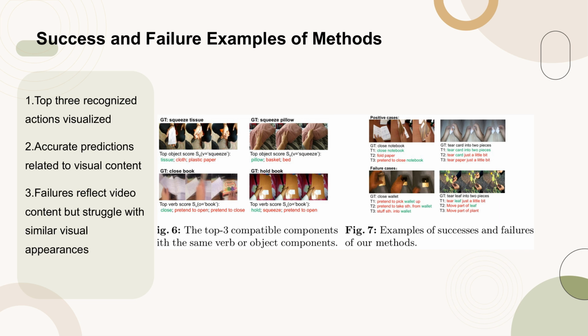Figure 7 presents examples of both successful and failed predictions made by our methods. In the top row, the model accurately predicts the given actions, with the second and third predictions closely related to the visual content, such as fold paper for the first sample and tear paper just a little bit for the second sample. The bottom row illustrates some failures, where the predictions, though incorrect, still reflect the video content, like move part of plant and tear leaf into 2 pieces for the second example. These failures highlight the limitations of the proposed method, particularly in distinguishing objects or verbs with similar visual appearances.